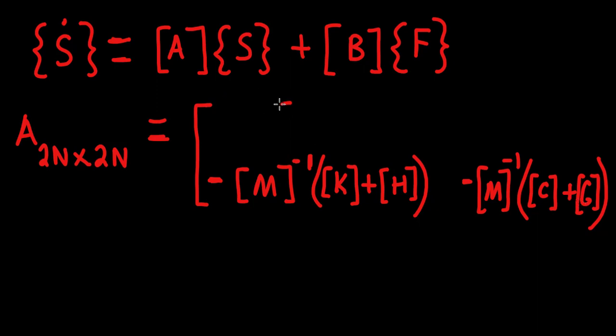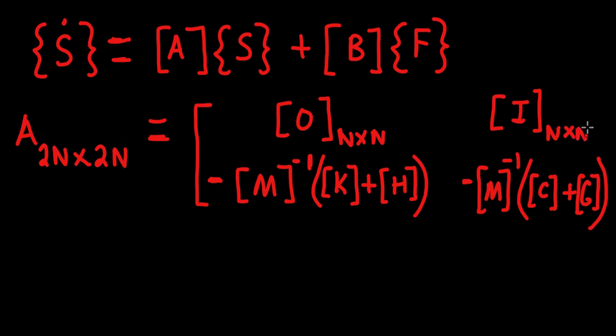In the top left is the zero matrix, and this zero matrix is an n by n matrix. And in the top right, we have the identity matrix, which is also an n by n matrix. You should know what these are by now. Again, if you don't, you can look that information up. But this is what A is. As you can see, it's not very complicated.